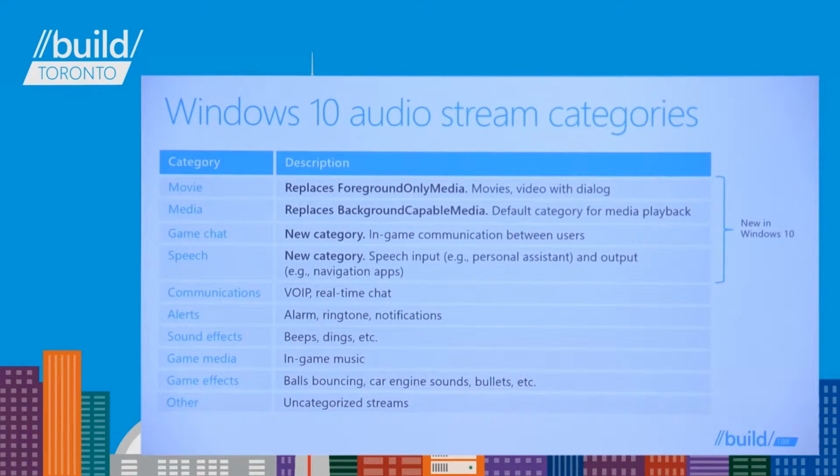If you were developing any kind of serious audio applications before, or applications for voice over IP calling or navigation, you should already be familiar with the media categories. We also extended and changed some media categories in Windows 10, so now you can be more precise about what media you're playing, including navigation applications, where you can specify that you're doing, for example, the speech category. If you're doing a movie, you can say you're doing a movie now, and it's a kind of foreground media, but we replaced it with an easier name, and so on. So if you're doing any of these kinds of applications, just make sure you know about all these changes.